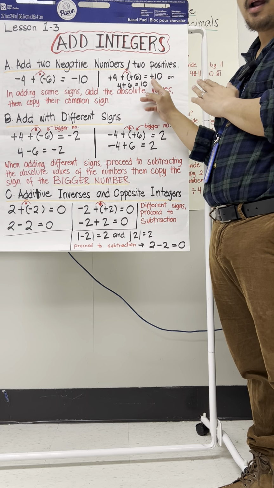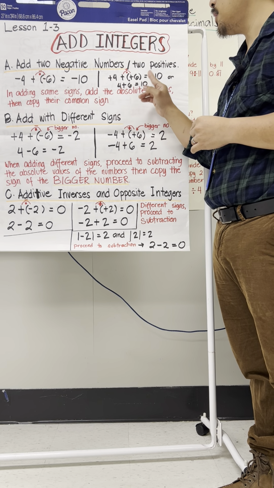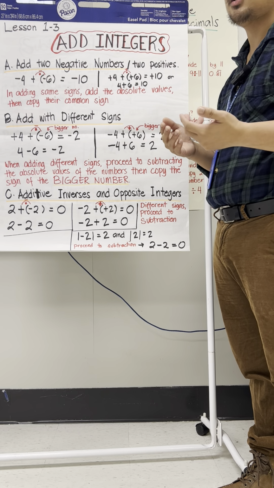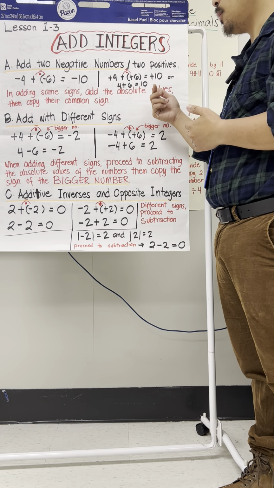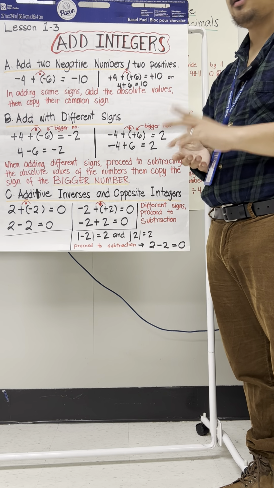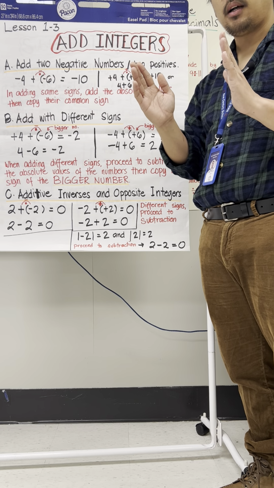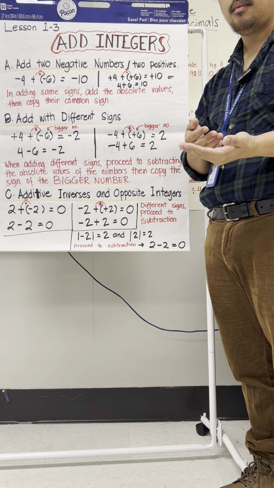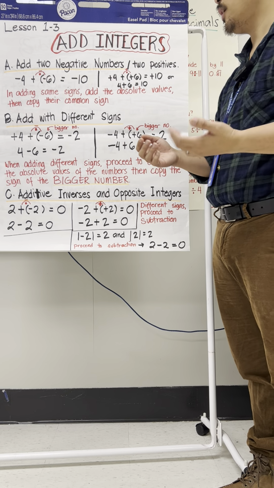In the other way around, if you have two positive signs, for example, +4 plus +6, basically this is the same as saying 4 plus 6. Therefore, 4 plus 6 is equal to 10. So again, one thing to remember, adding same signs, you find the absolute values of both numbers and you add them, then you copy their common sign. That will be a negative or a positive.